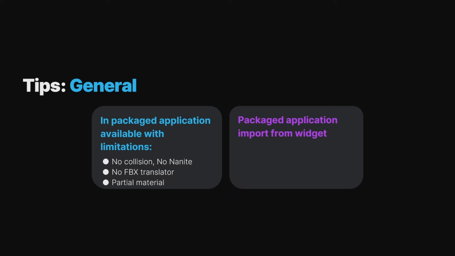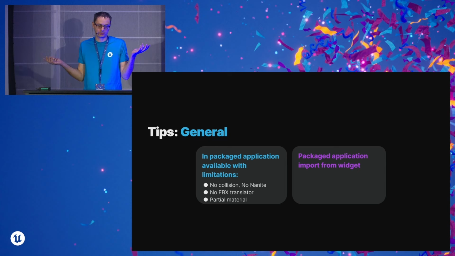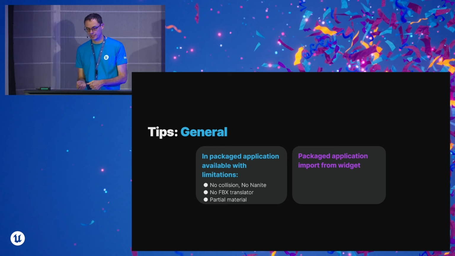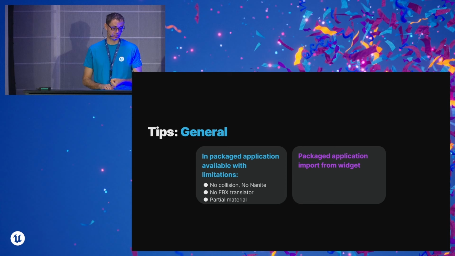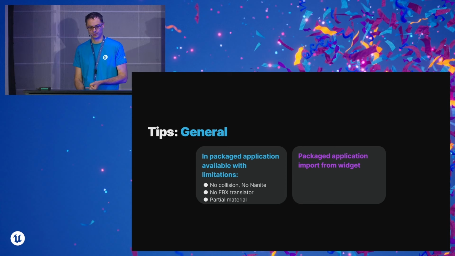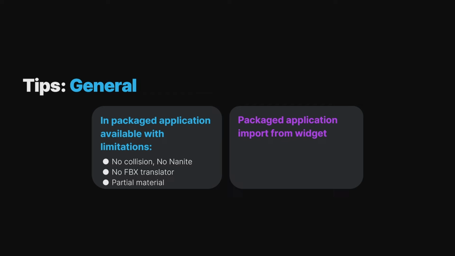You can use interchange at runtime in a packaged application, but of course you have some limitations, like we do not generate nanite at runtime. For materials, if it's GLTF, we ship with some material instances, so you get materials. But if you import other formats, some CADs or things like that, you are not going to get nice materials. You do not have the FBX translator at the moment. Also, we do not generate collision at the moment. If you're in a packaged application, I recommend calling the import from a widget and not the level blueprint. We had an issue. It should be fixed in 5.5.